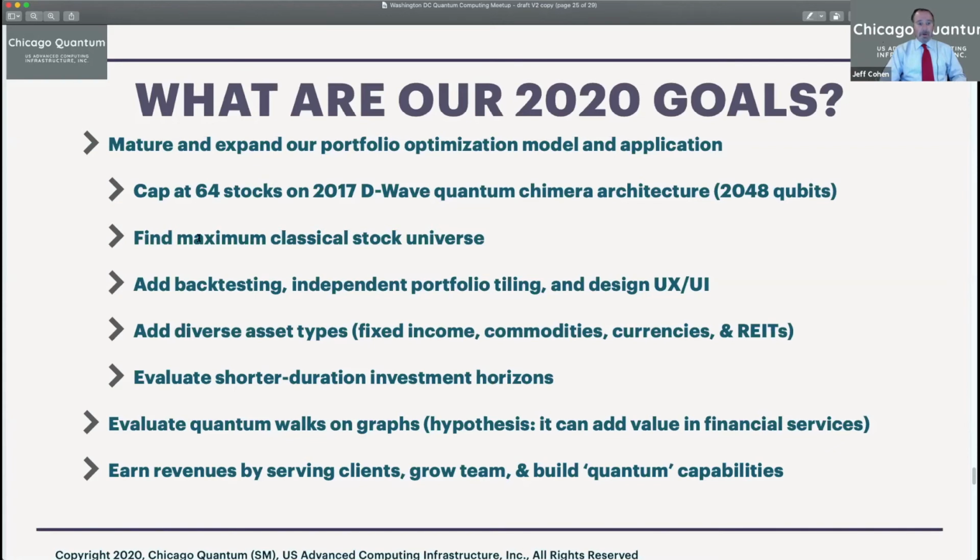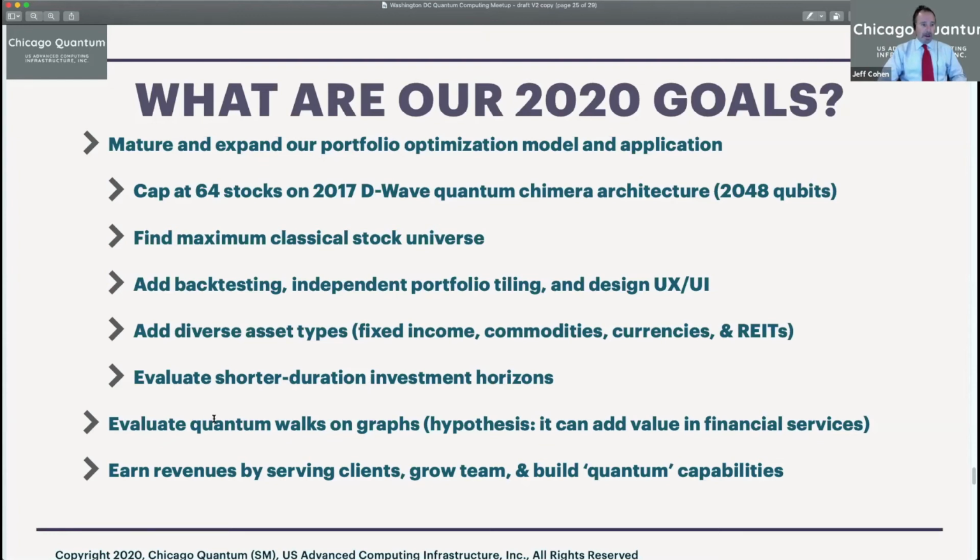And truthfully, we want to find that maximum classical stock universe. There are 3,200 stocks listed today, according to NASDAQ, on the New York Stock Exchange and the NASDAQ. Those are your largest, most liquid assets. Those are the ones without the accounting irregularities. And we want to run all the US stocks. And we're also going to look at shorter duration investment horizons, because maybe there is something here where we can have a 15-minute strategy for someone.